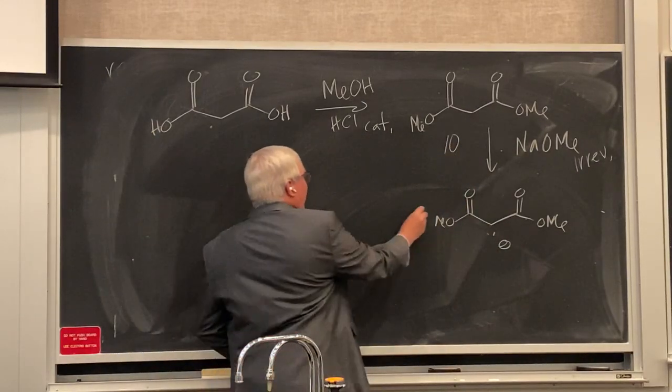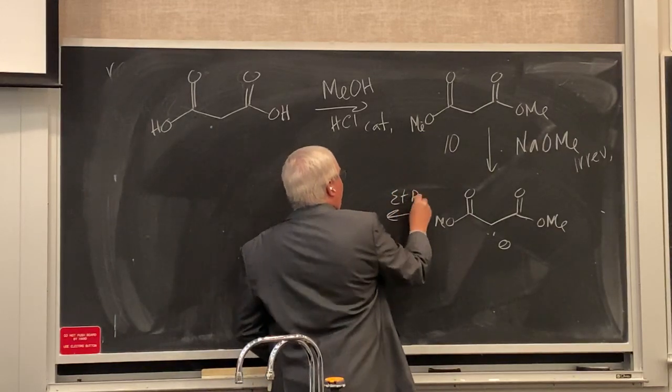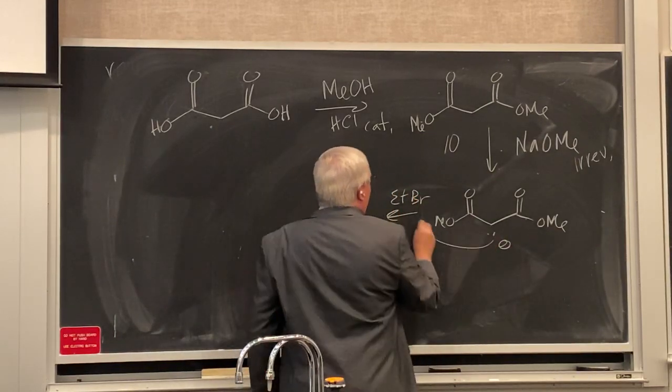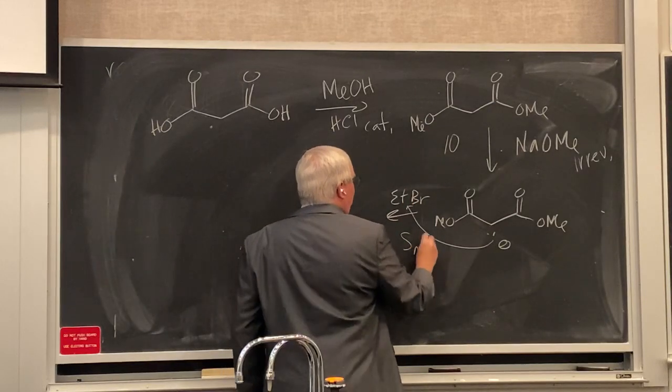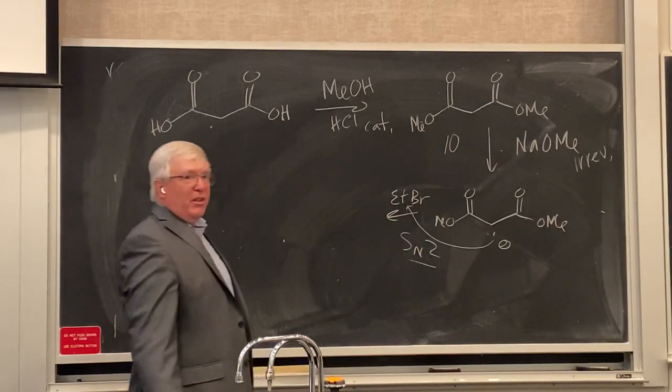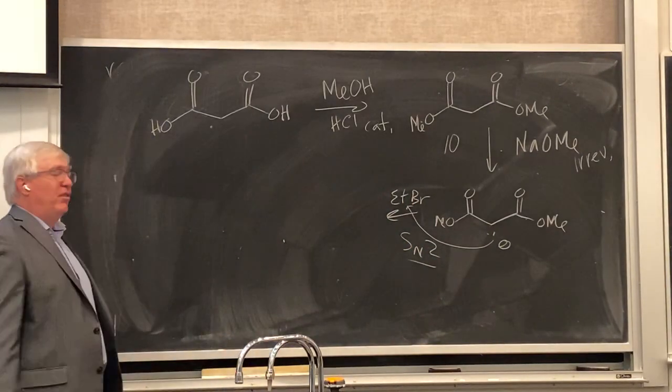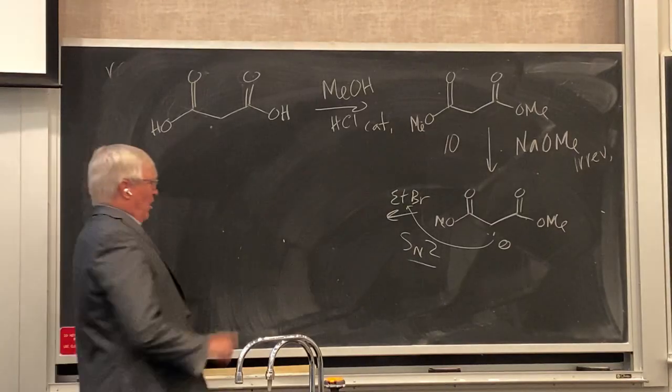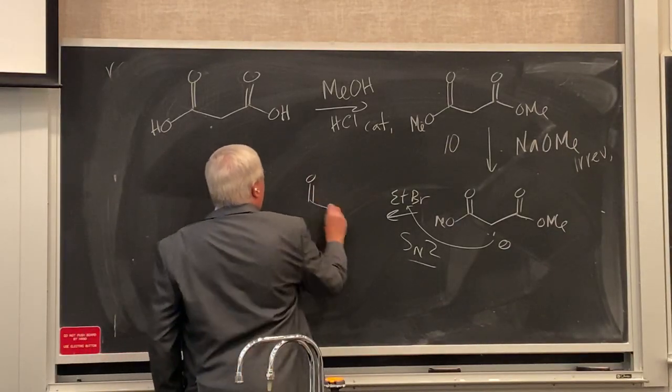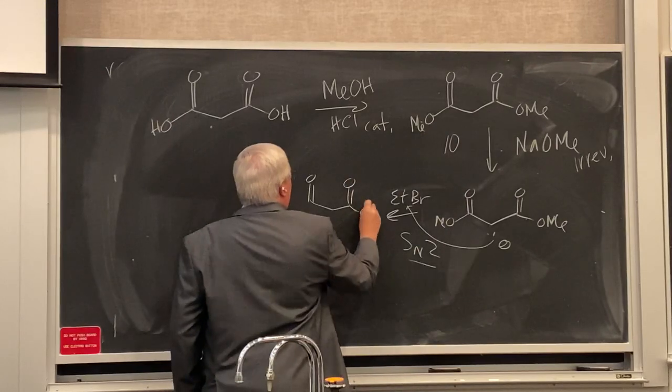Now let's take that and treat it with ethyl bromide. And what do we get? Well, here's our alkylation. SN2, right? We have a nucleophile that's charged, and it's going to alkylate on carbon. Loss of the bromide, and it's going to give us ethyl malonate, okay?